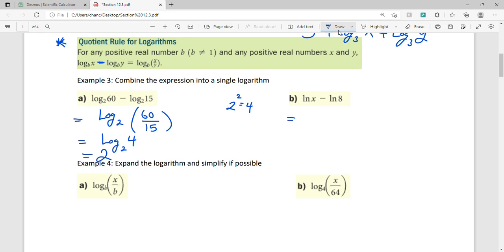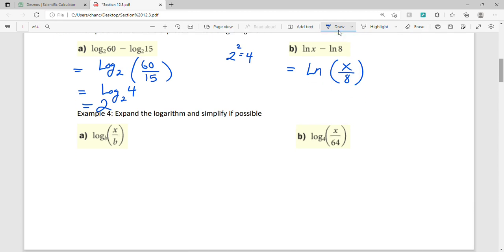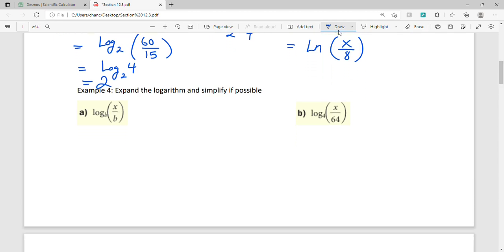In part B, we'll take the natural log and divide x by 8. And since I cannot simplify that any further, this completes part B. In example 4, we're doing the opposite. Let's expand the logarithm. In part A, we'll take log base b of x minus log base b of b.